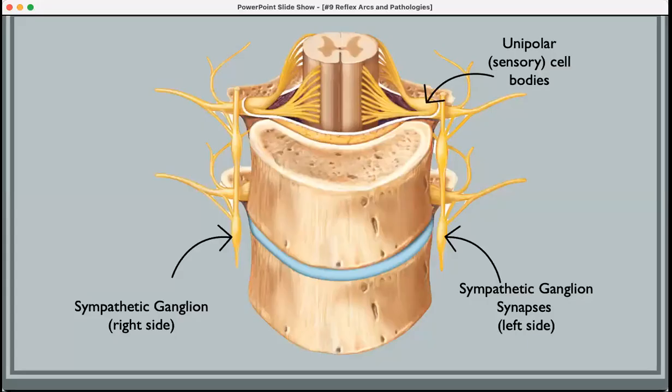This is a good image showing all these different swellings. The sympathetic chain comes off on either side, comes out of the thoracic, as well as the lumbar vertebra. That's the sympathetic chain ganglia. And these are the unipolar cell bodies. So these are synapses, and these are cell bodies. The dorsal root ganglia containing cell bodies.